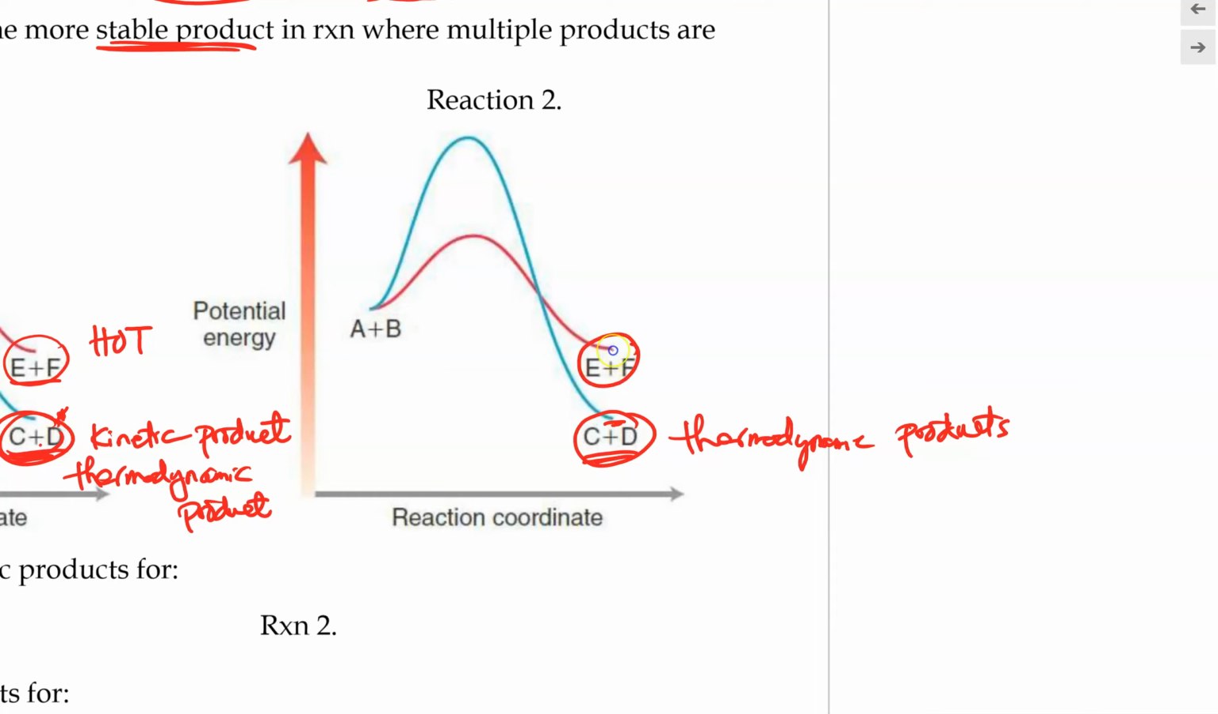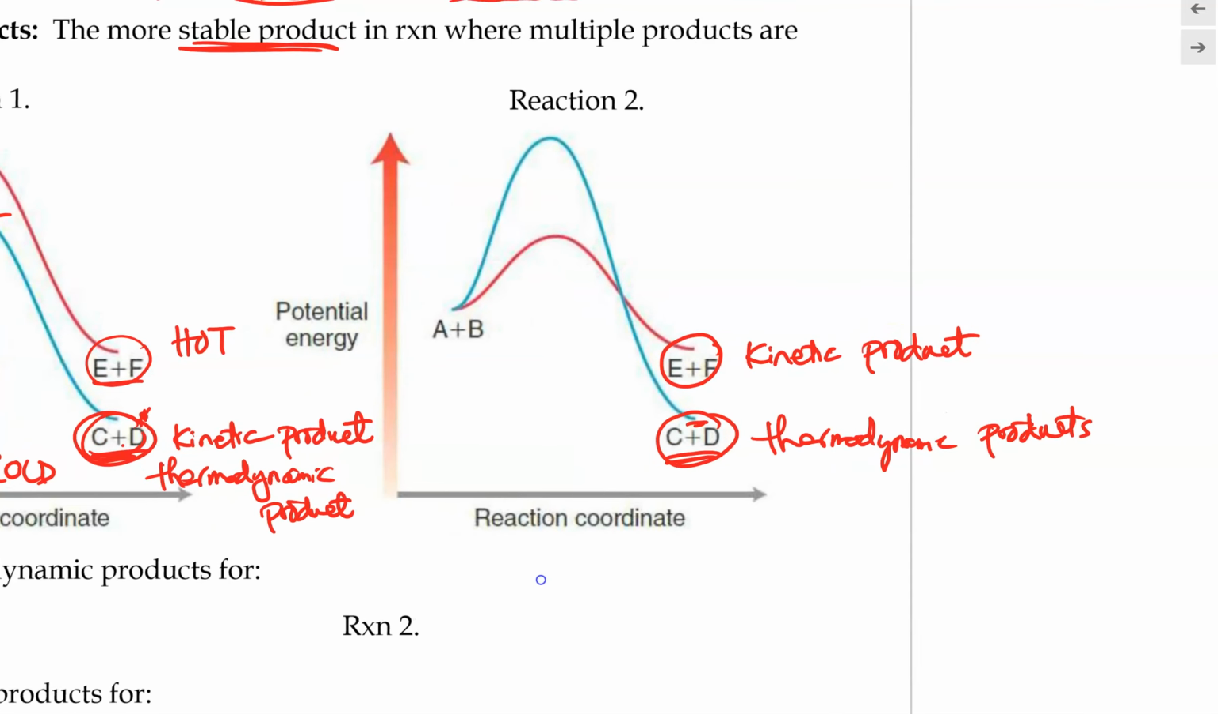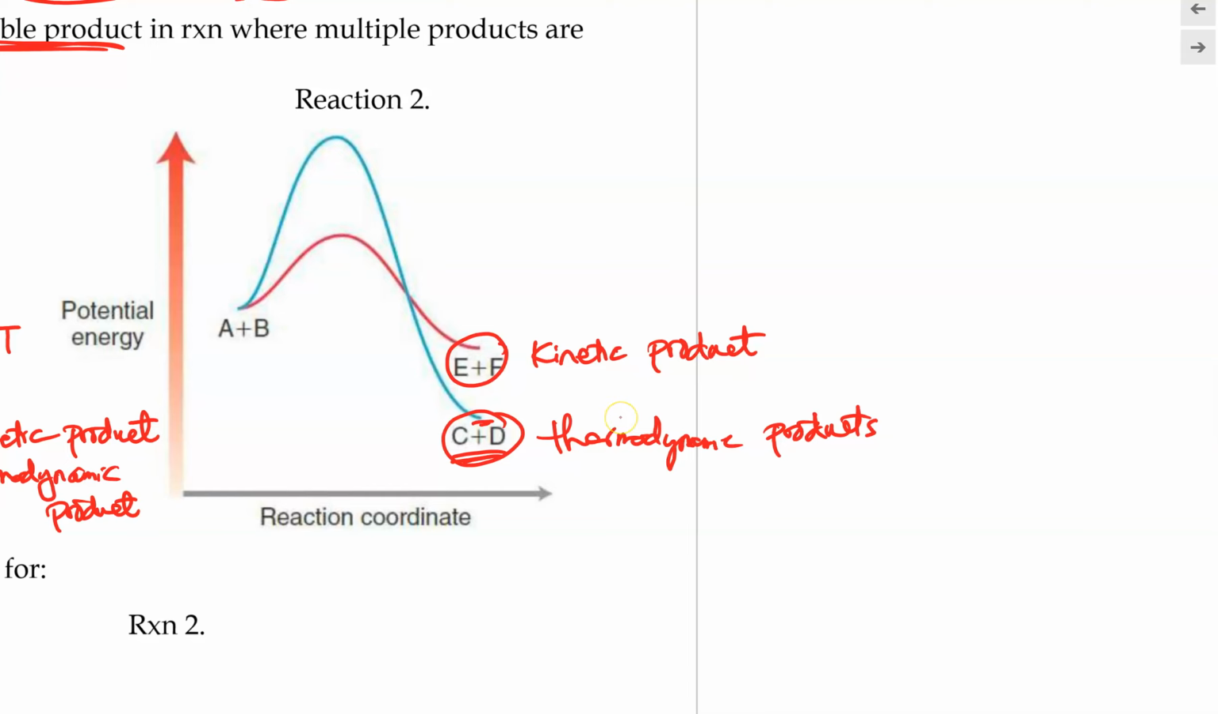because this product right here is more stable than E and F. Now, E and F here in this case, this would be the kinetic product. So in this case right here, we can see that it's different than the previous example, where the kinetic and the thermodynamic products are different products. So why are E and F the kinetic product? The answer is because the pathway leading to the formation of E and F has a smaller activation energy. So therefore it can happen faster. And therefore this then becomes the kinetic product.